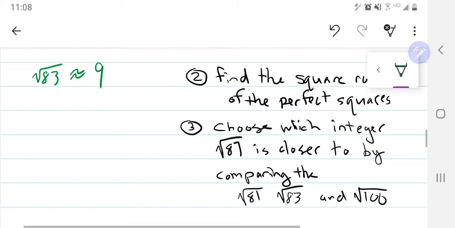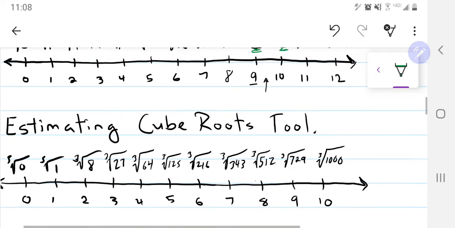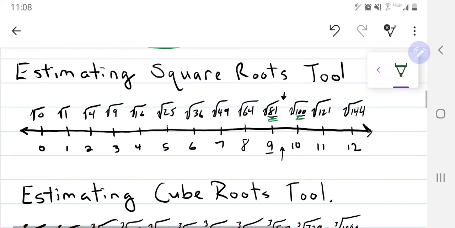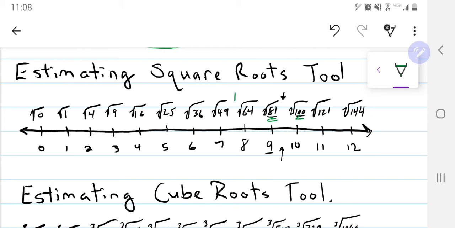All right, you're back. Square root of 59. Let's go up to our cheat sheet up here. The square root of 59 is going to be somewhere in between here. So the answer is going to be somewhere between 7 and 8. Which one is it closer to?